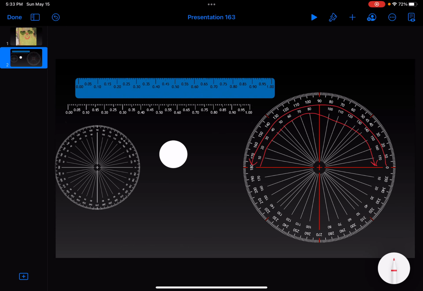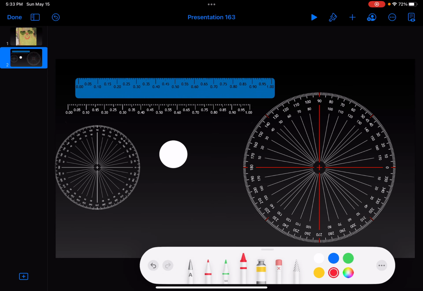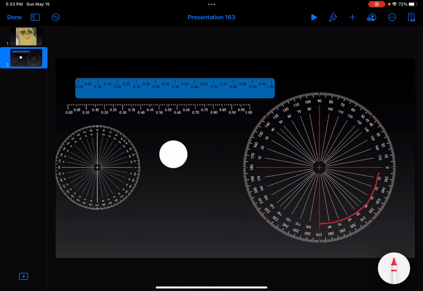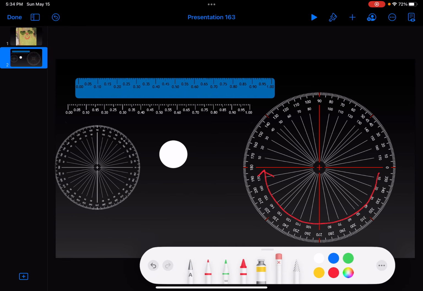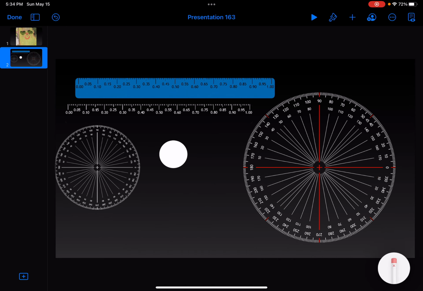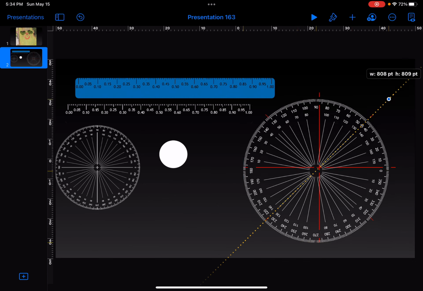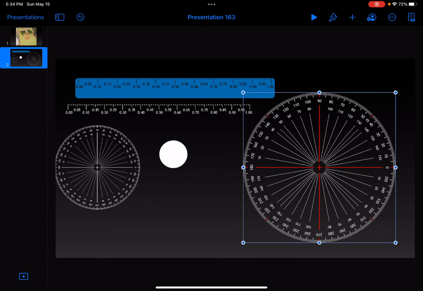Where this is a little bit different as a circular protractor, it also counts from 0 to 180 on the bottom half as well, and that may help with certain applications depending on what your coordinate system is. That being said, I'm going to take this and put it off to the side. Oops, I need to regroup that.